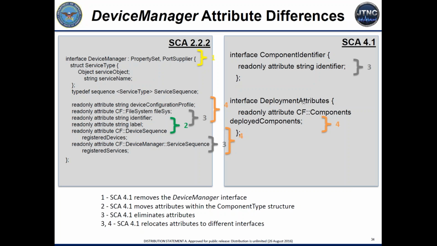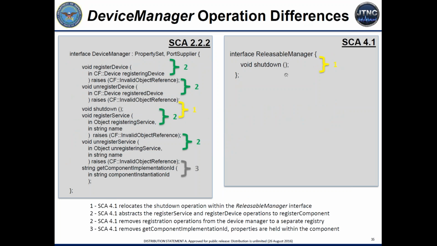When you look at the information that exists within that component identifier or that deployment attributes interface, that stuff that existed within the 222 spec. When we look at the operations that existed within the 222 manager operation, or the 222 device manager interface, you'll see another change, and it's a dramatic looking change.